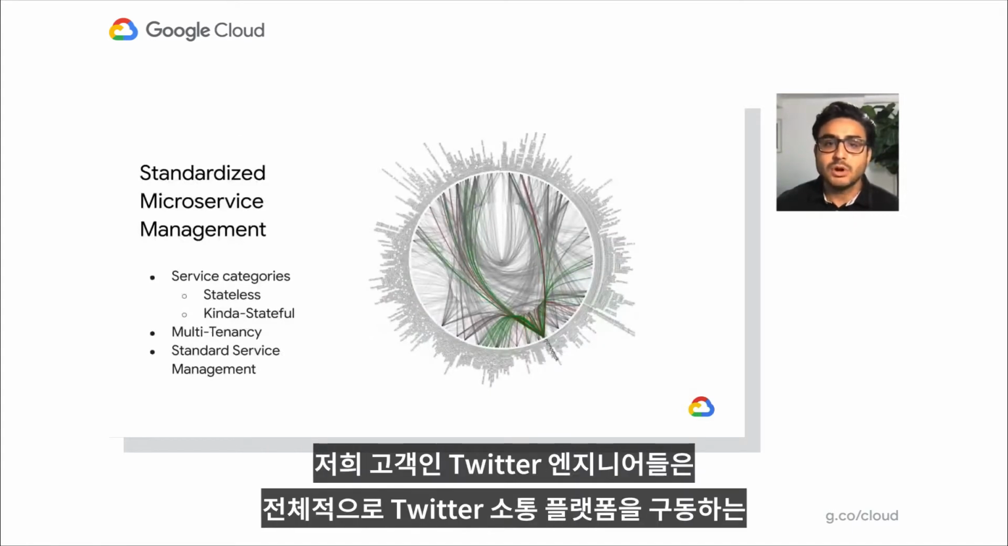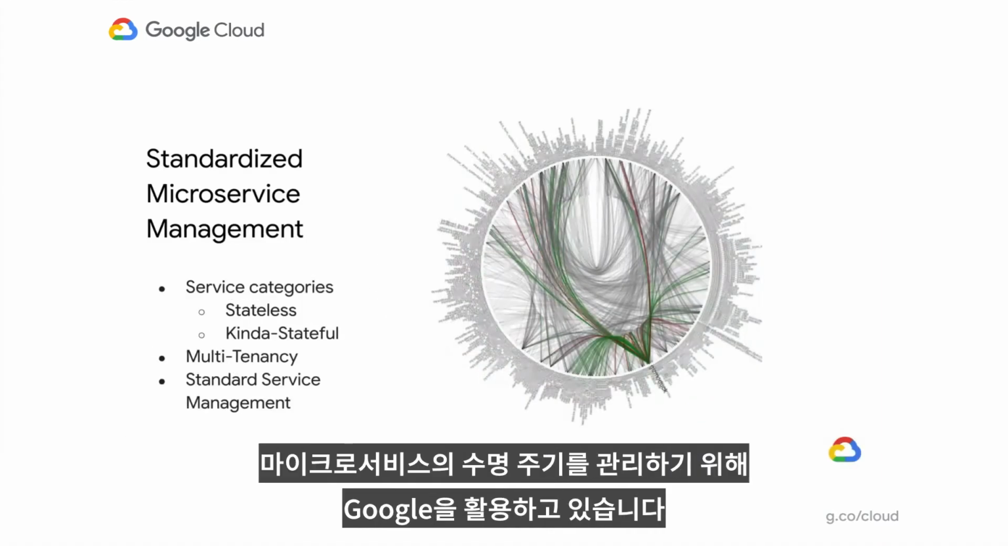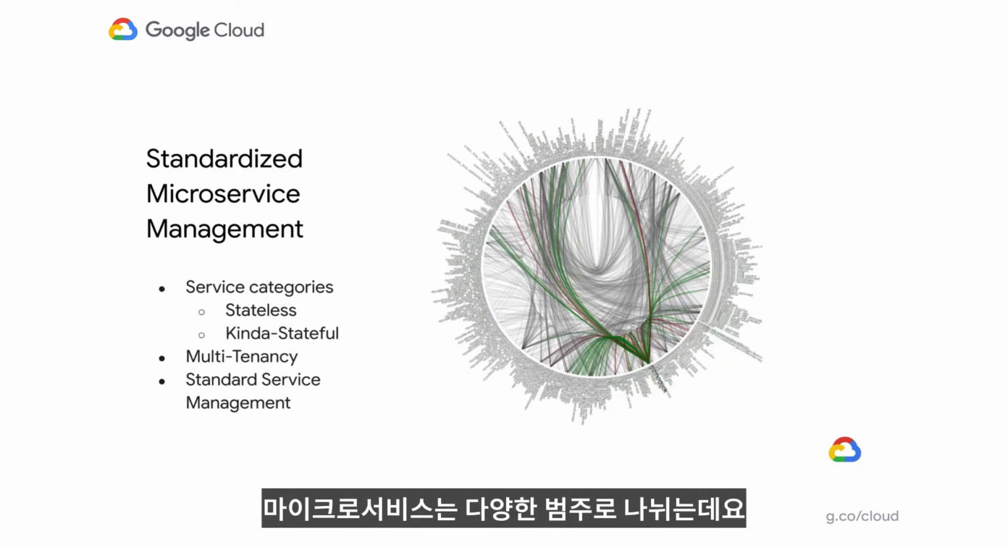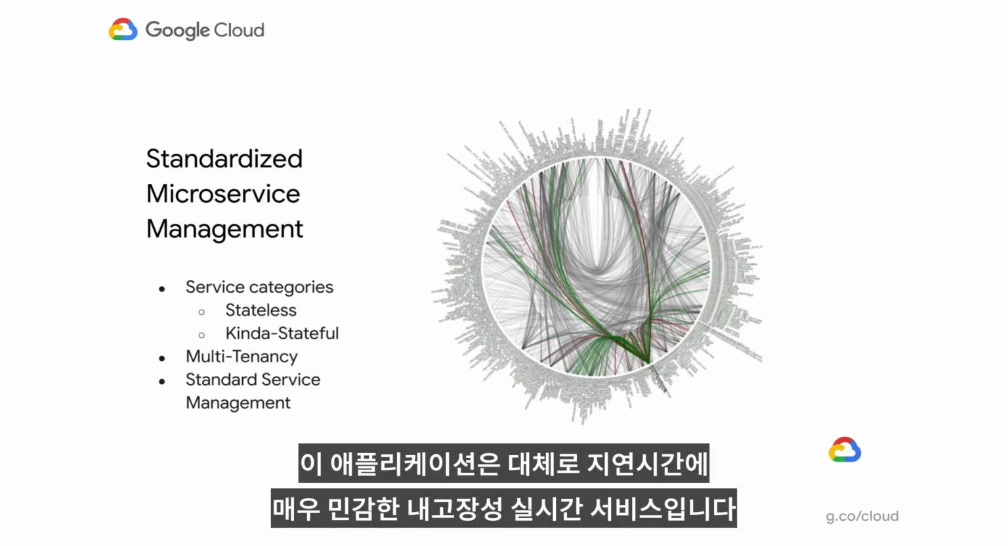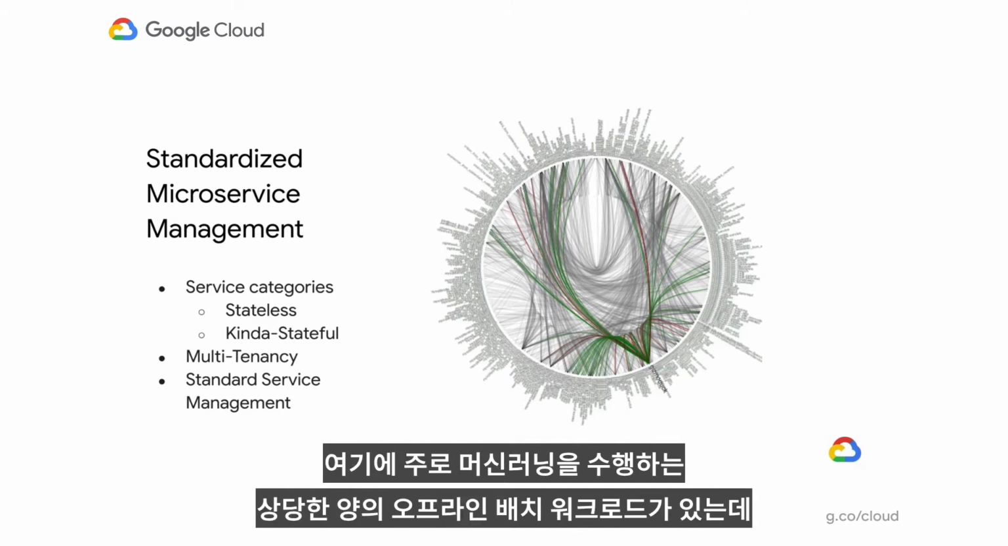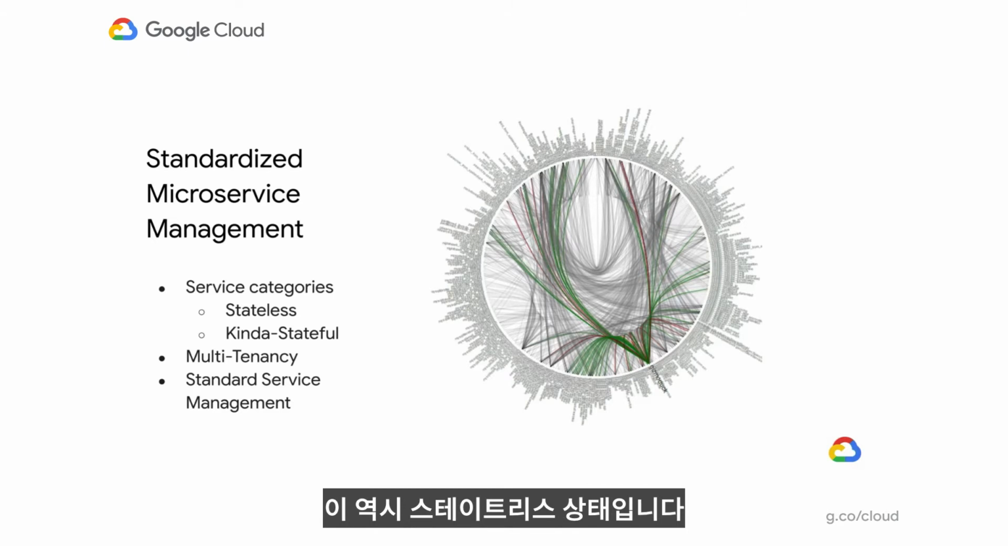Our customers who are Twitter engineers hire us to manage the lifecycle of their microservices that as a whole power the Twitter conversation platform. There are different categories of these microservices. First, there are stateless applications. These are mostly fault-tolerant real-time services that are very sensitive to latency. There's also a sizable amount of offline batch workload, mostly doing machine learning, which is also stateless.